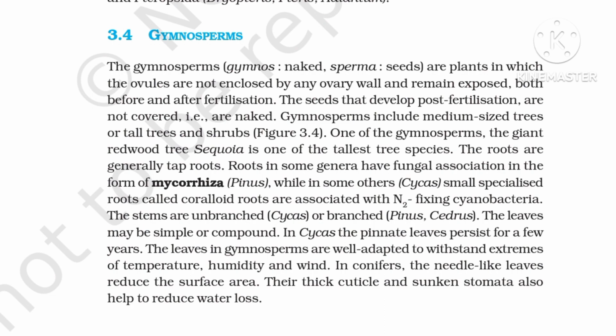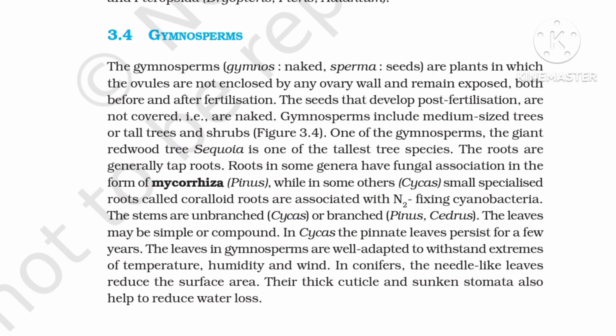Roots in some genera have fungal association in the form of mycorrhiza, Pinus, while in some other, Cycas, small specialized roots called coralloid roots are associated with nitrogen-fixing cyanobacteria. The stems are unbranched, Cycas, and branched, Pinus, Cedrus. The leaves may be simple or compound. In Cycas, the pinnate leaves persist for a few years.